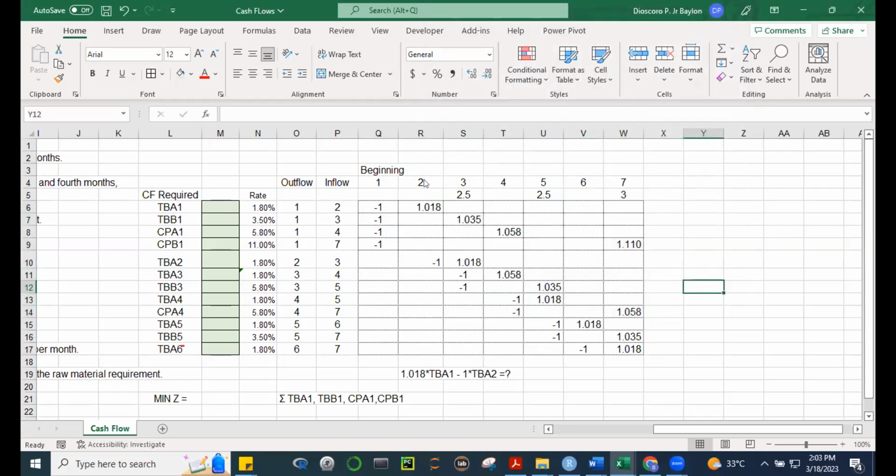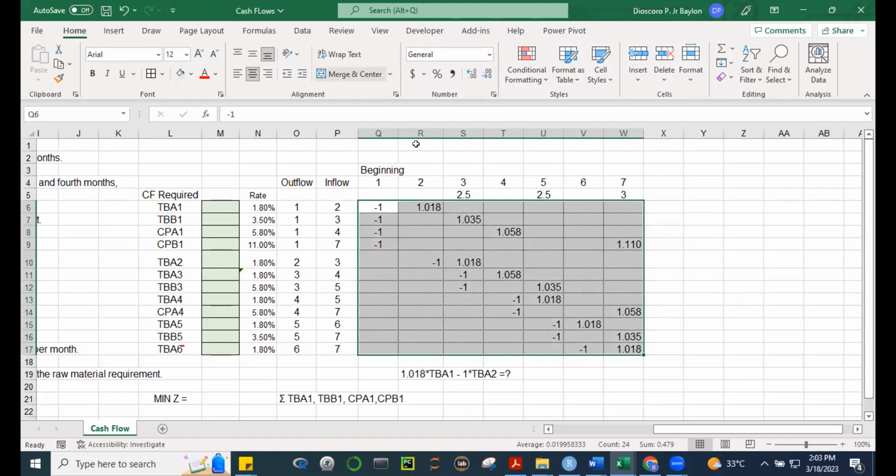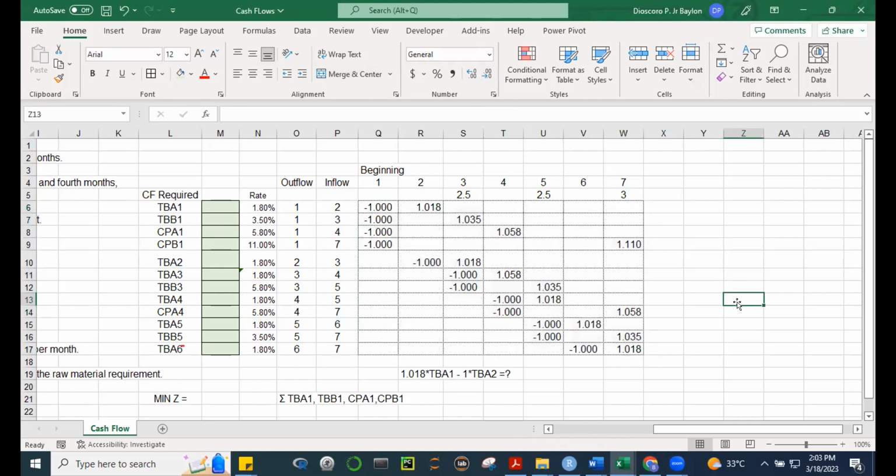All right. So for TBA1, which is an investment that will be loaded on the first month and then it will mature on the second month, for month 1, it will be -1. Okay, maybe let's make the factor uniform. Okay, there, for uniformity. All right. So -1 here means it's an outflow on the first month, and on the second month, it will be an inflow. It's positive. So it's an inflow on the second month.